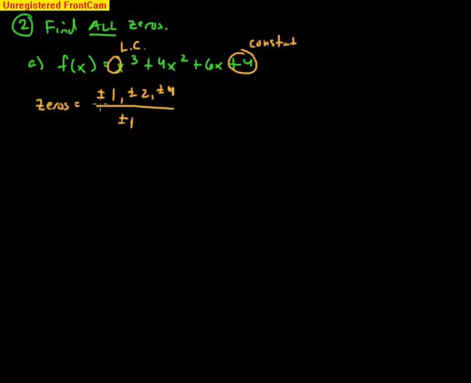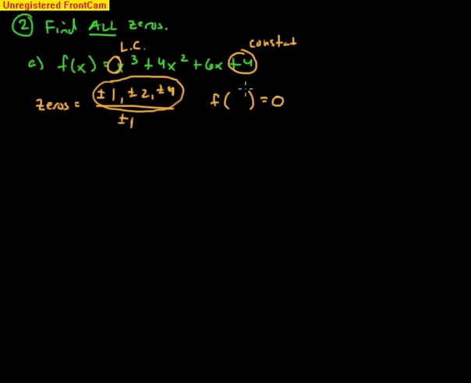All the factors of 4 over all the factors of 1. And since all the factors are over just 1, it's just these factors I have to check. Okay? So now you got to use your calculator, and you got to see which one works. See which one gives you f of whatever equals 0. See which one comes out to be 0. So use your calculator.